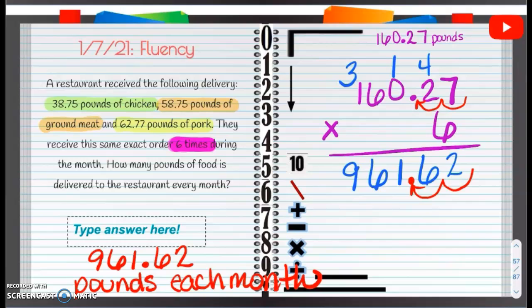And you can just put pounds if you want as well. As long as you have the 961 and 62 hundredths and you have the pounds, you are good to go for that fluency. Woohoo! Great job.